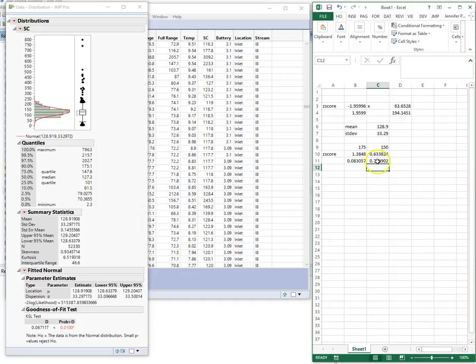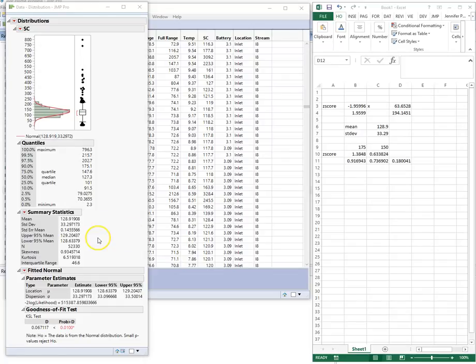z-score. So this is the probability of being less than this one. How about if I change this back to being the probability of being less than that? And now if I just take the difference between the two, I end up with the probability of being in between them. So about 18% of all of our observations are going to fall between 150 and 175.